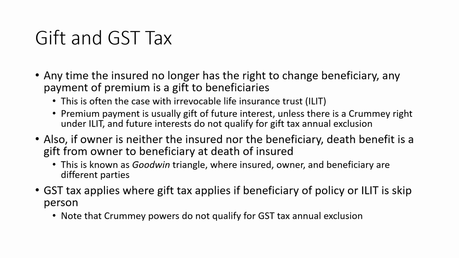Now, I always get the question in my practice of, why go to the trouble of setting up an ILIT? Why can't I, for example, just transfer the policy to my spouse? And the reason lies in what's known as the Goodwin triangle. If you have a situation where the owner is neither the insured nor the beneficiary, then the death benefit will be a gift from the owner to the beneficiary upon the death of the insured.